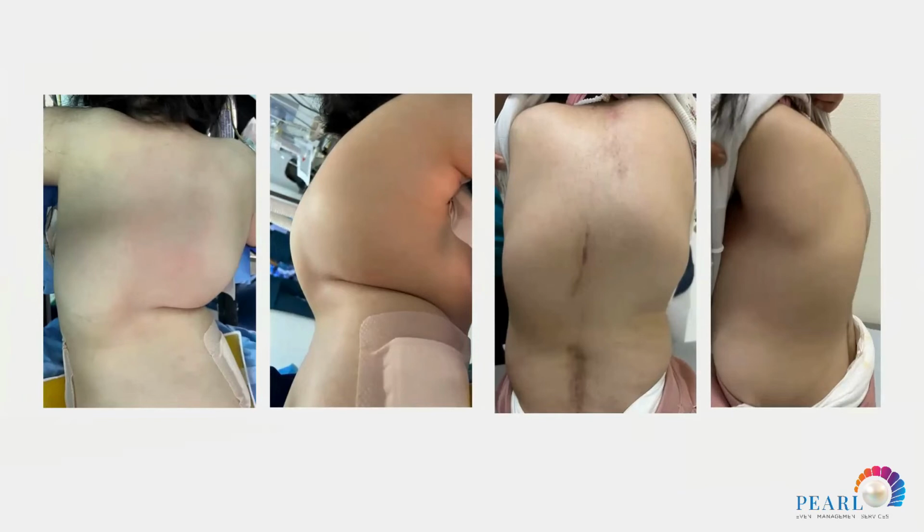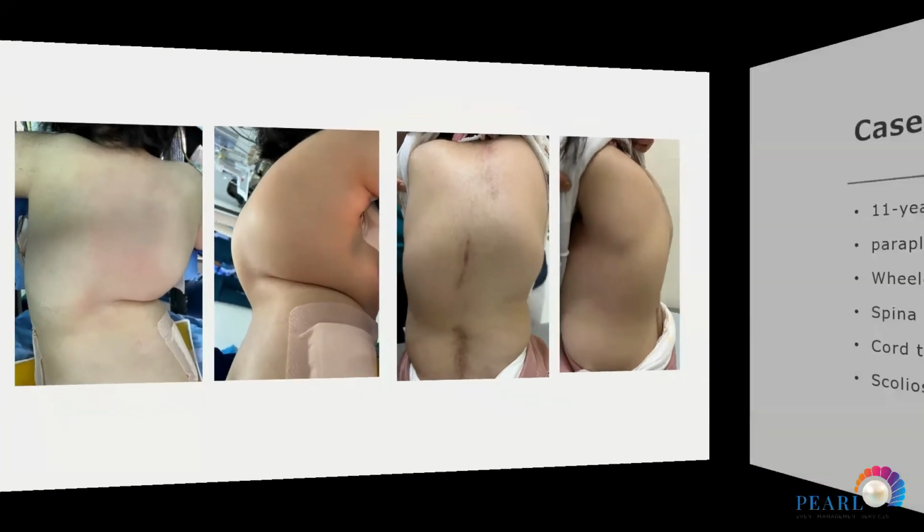We can see the difference between before the surgery. This is the big kyphosis, and here the ribs are on the pelvic crest. And we can see after the surgery, with minimally invasive wounds, correction of the kyphoscoliosis.